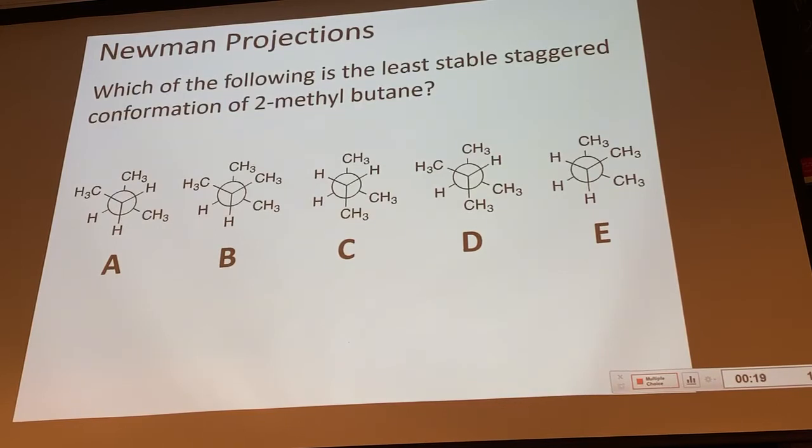You can go ahead and talk to your neighbors. And in order to solve this problem, you have to know what 2-methylbutane is. So this is an example of a type of problem where you have a nomenclature component as well as a conformation component. So go ahead, talk to your neighbors, come up with an answer.